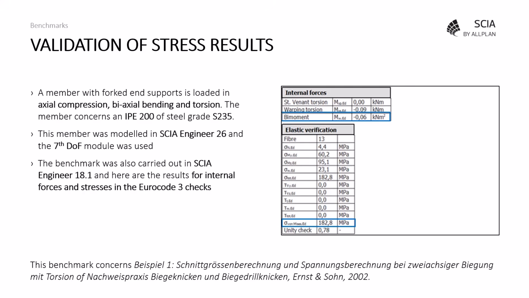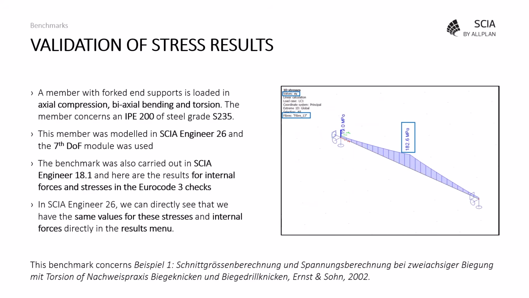As you can see on the right side, the bimoment, MW, is equal to minus 0.06. This is on the level of the midsection of the beam. And the maximum von Mises stress is equal to 182.8 megapascal.